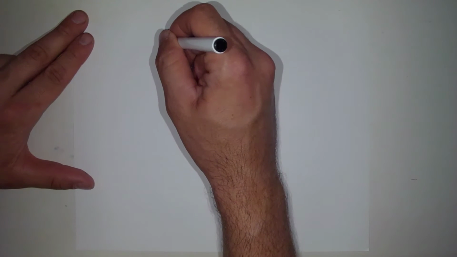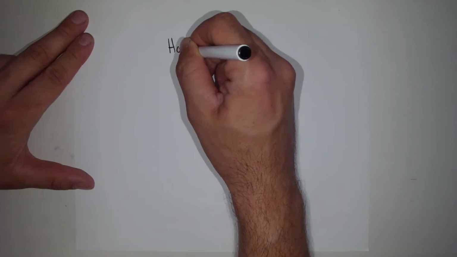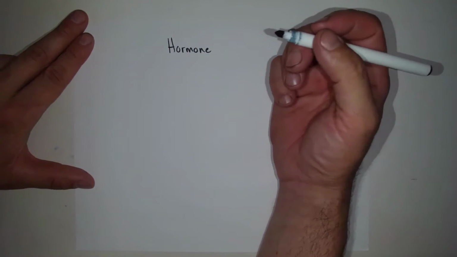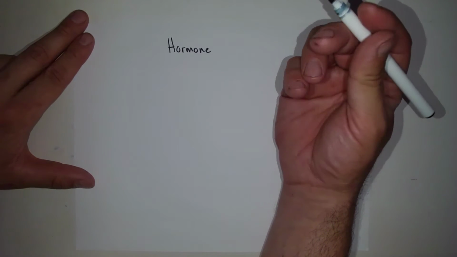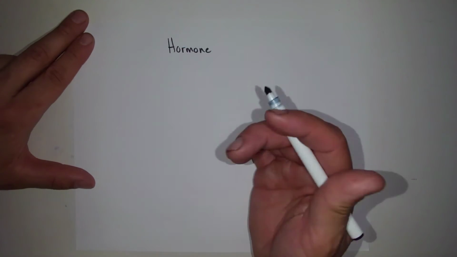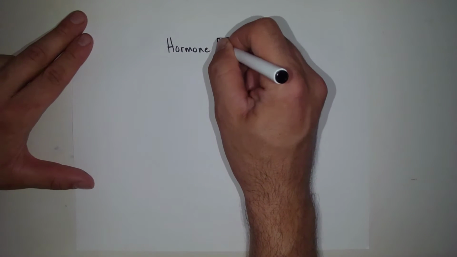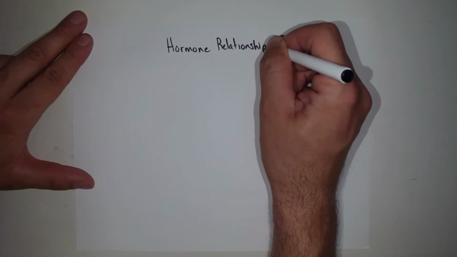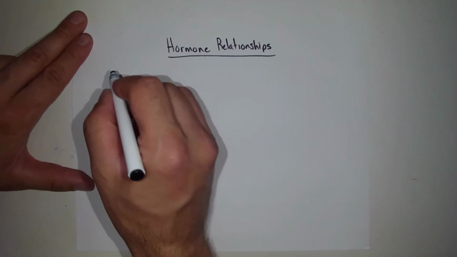In some of the prior videos, I mentioned these ideas of permissiveness, antagonism, and synergism. And these are hormone relationships: how hormones affect or interact with one another in their actions on the body. And there's three basic categories of this.